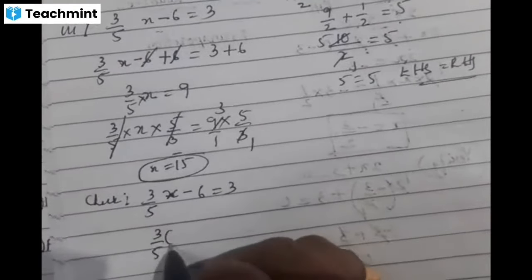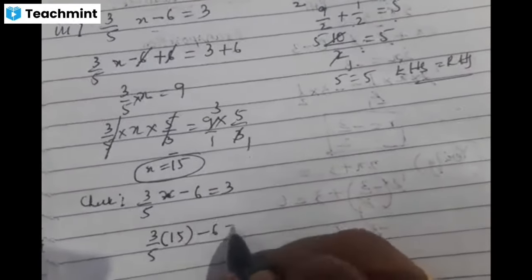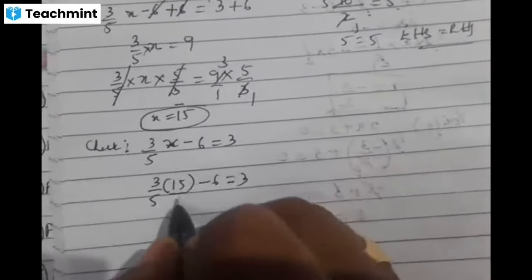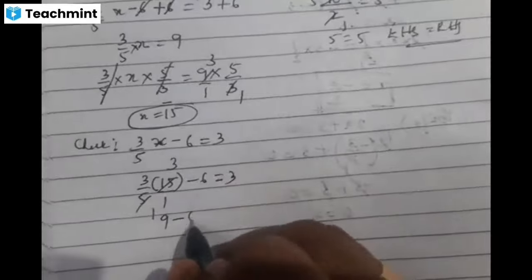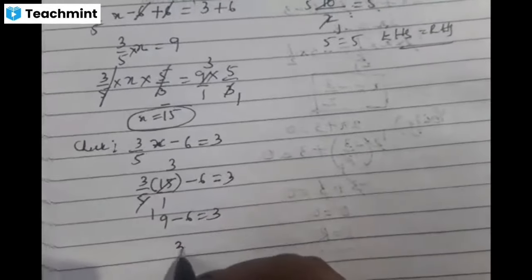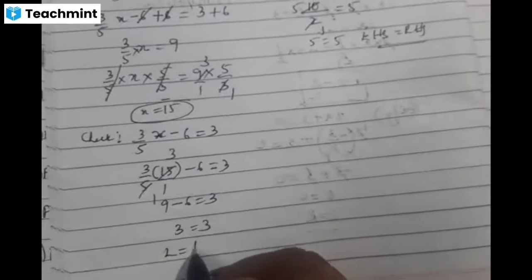Substituting 3 by 5 in place of x: 15 minus 6 is equal to 3. 15 means 15 by 1. 5 ones are 5, 5 threes are 15. 9 minus 6 is equal to 3. 9 minus 6 is 3, which is equal to 3. LHS is equal to RHS.